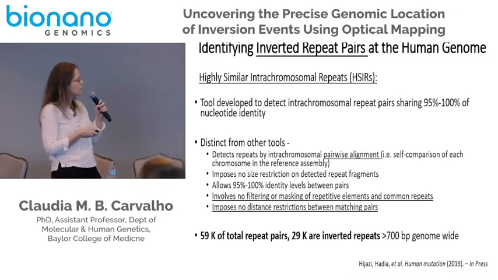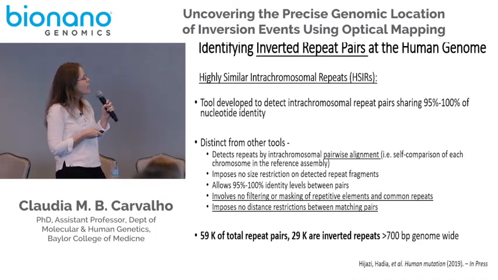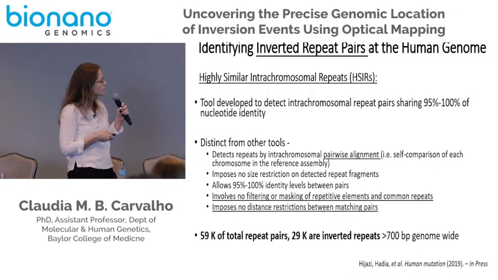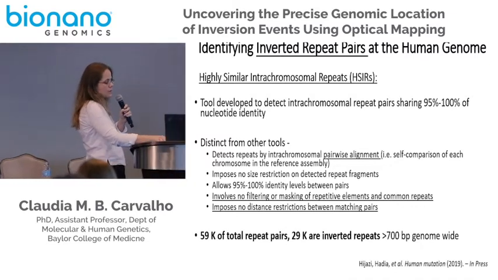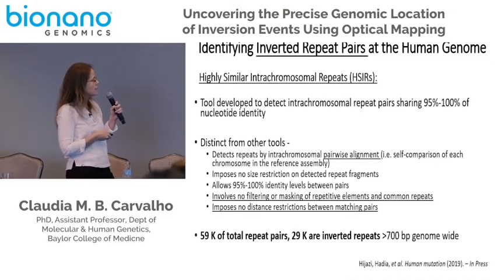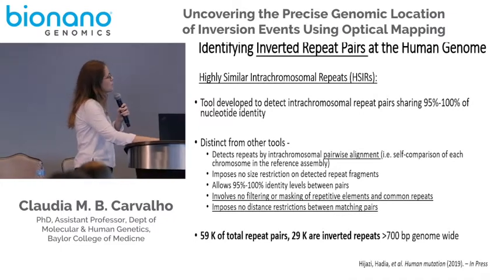So we developed this tool that is going to be published soon in Human Mutation. This tool does a pairwise alignment. It imposes no restriction in size on the detected repeat fragment and allows 95 to 100 percent identity between the pairs. More importantly, it does not filter the repetitive elements. In total, we identified 59,000 repeat pairs. They can be direct or inverted, and half of them are inverted repeats larger than 700 base pairs in the whole genome.